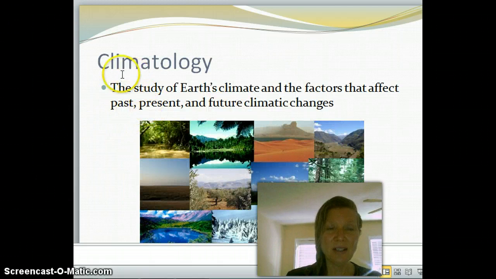Now, climatology or climatologists are studying the Earth's climate and the factors that affect the past and future climatic changes, and that's what we're also doing in Earth science.